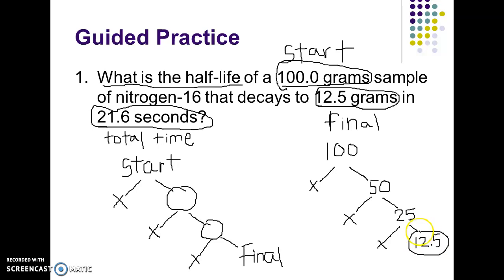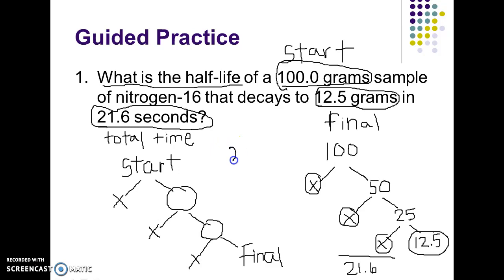We did this in order to find out how many half-lives have occurred. 3 half-lives have occurred here. That is not the answer to my question. My question is asking me how long is 1 half-life. Well, if I look at this whole experiment, my total time is 21.6 seconds. That's how long it took for this experiment to occur. I am looking to see how long it takes for 1 half-life to occur.